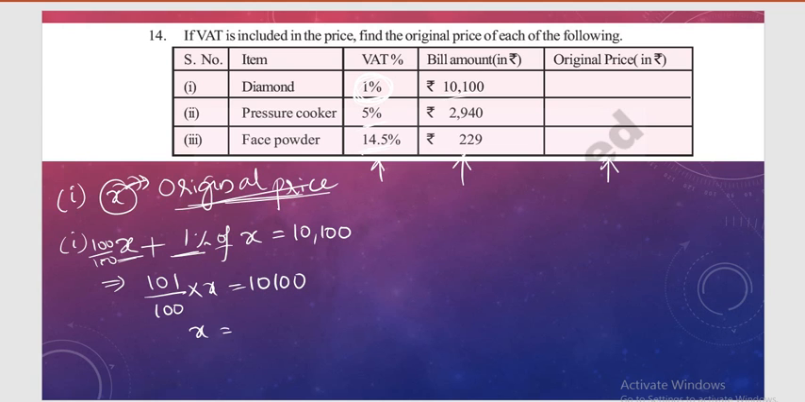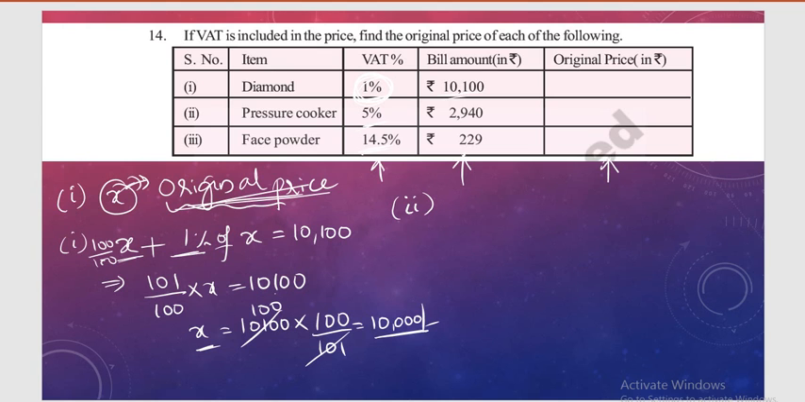10100. So from this X is equal to 10100 into the reciprocal, right? So it becomes 101 by 100, and the 101 will get cancelled 100 times. So 100 into 100 gives me 10,000. So the answer is 10,000. The original price is 10,000 and this particular 1% added 100 rupees, right? The same way I can do for the remaining also.